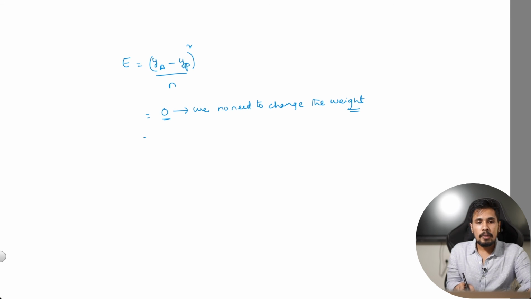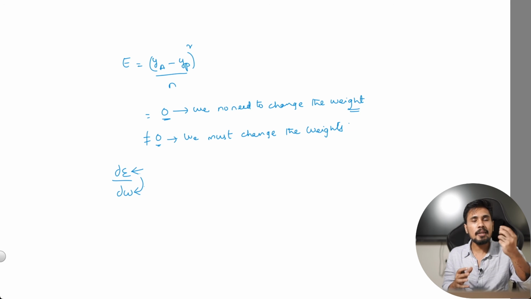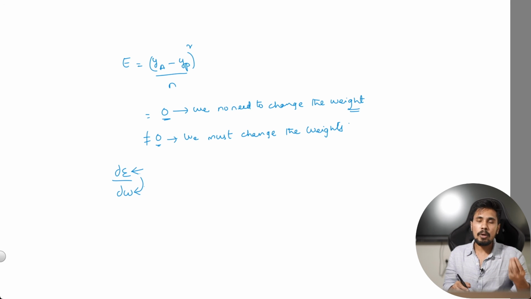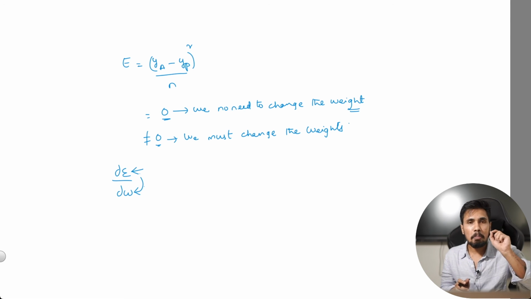But when the value is not equal to 0, then we must change the weights. So how are we able to change the weights? It is called dou E by dou W, the change in loss based on change in weight. So what exactly is dou E by dou W? The change in loss based on change in weight. With this, we get the updated weights. Based on the updated weights, again we calculate the loss function.